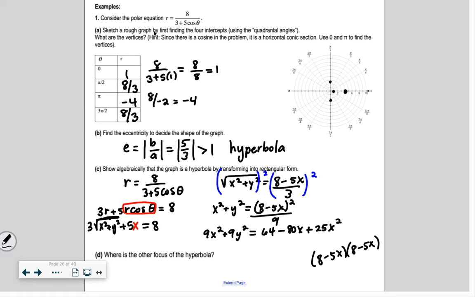Okay, and it's almost there. Do you guys see it? So we're going to get all of our x's together, all of our y's together. So as I get all my x's together, I have negative 16x squared minus 80x. And then I'm going to have plus 9y squared equals 64.